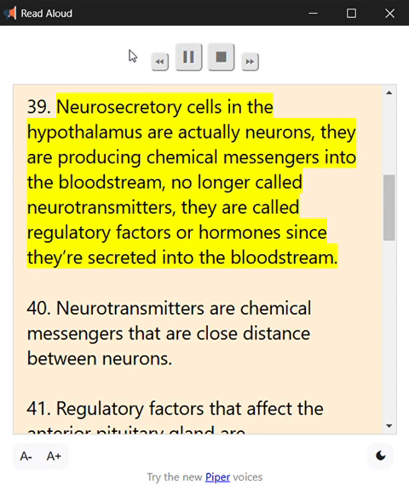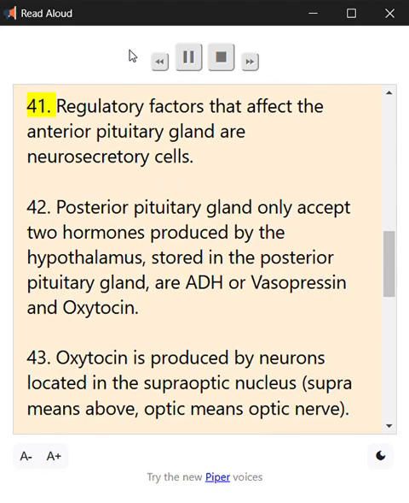39. Neurosecretory cells in the hypothalamus are actually neurons. They are producing chemical messengers into the bloodstream, no longer called neurotransmitters. They are called regulatory factors or hormones since they're secreted into the bloodstream. 40. Neurotransmitters are chemical messengers that act over a close distance between neurons. 41. Regulatory factors that affect the anterior pituitary gland are neurosecretory cells.